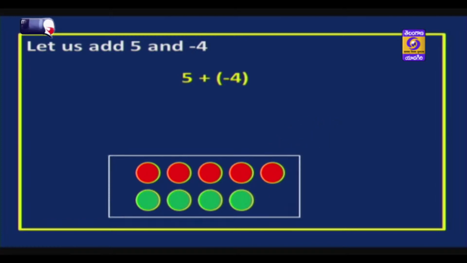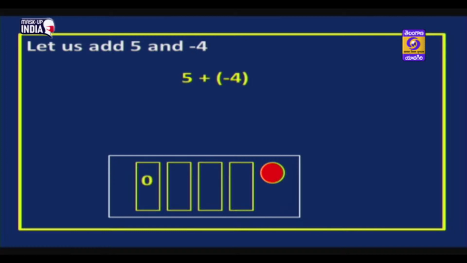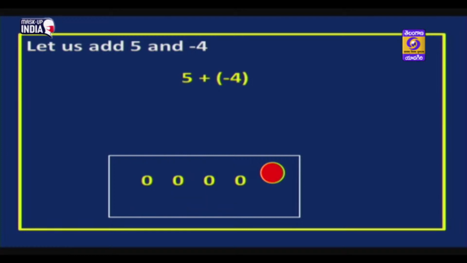Now children, do you find again any 0 pairs over here also? Yes. How many are there like that? 1, 2, 3 and 4. So that means each 0 pair represents 0. We have already seen that children, isn't it? So, that means these should be replaced with zeros. Then what is left? Yes, we are left with only a red coin. So, how many reds are there? Only one red, and red represents positive number, that means plus 1. That means 5 plus minus 4 is equal to 1.